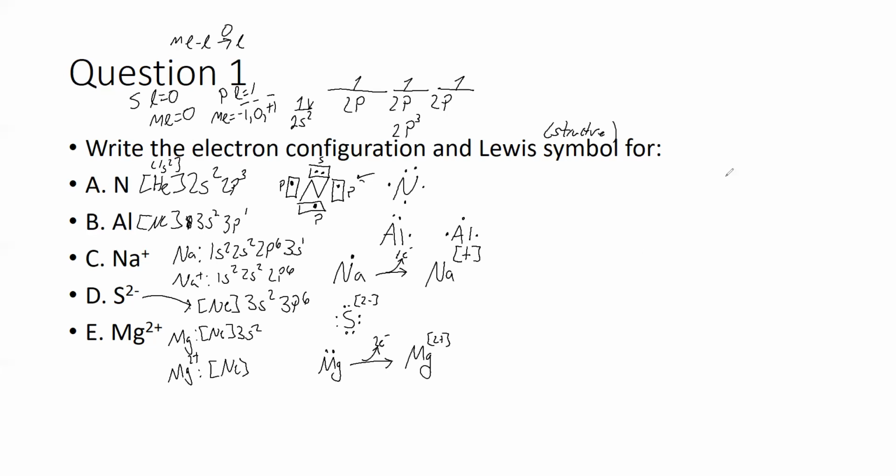And so those are our Lewis symbols. Using that information, we can pretty much write a Lewis symbol for any element on the periodic table. All right, questions on how to write Lewis symbols or Lewis structures?